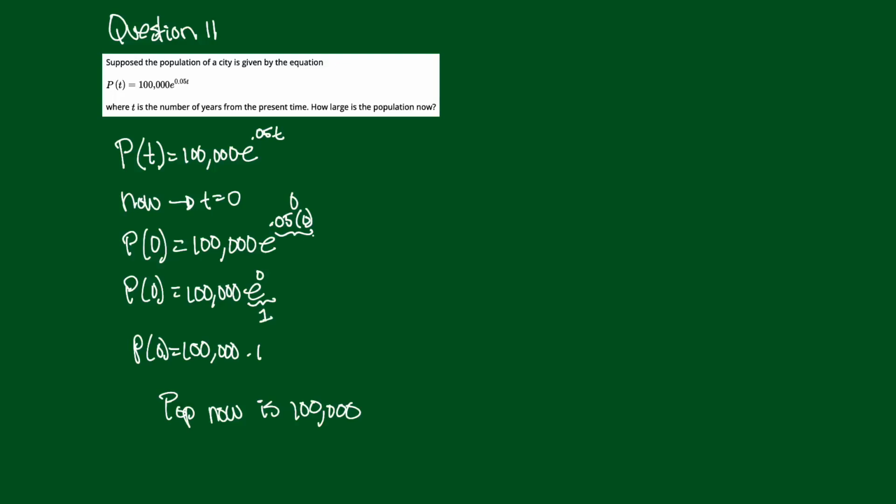Now, we went through every step here. You don't really need to do that. If T is 0, most of this is just going to go out, right? All of that becomes 1. So that multiplier out here, that is the initial value. That's your start value. So in exponential equations, that multiplier out here is your initial value.